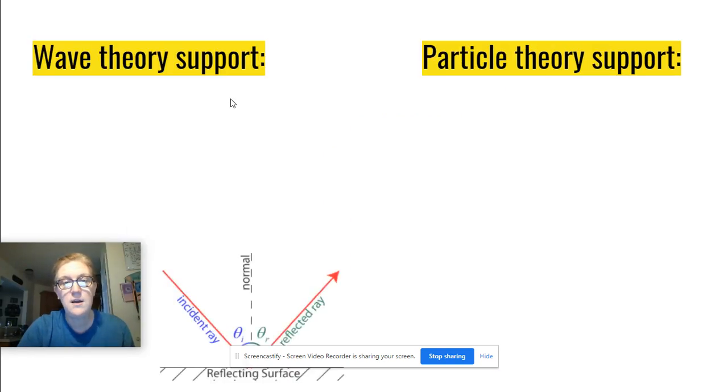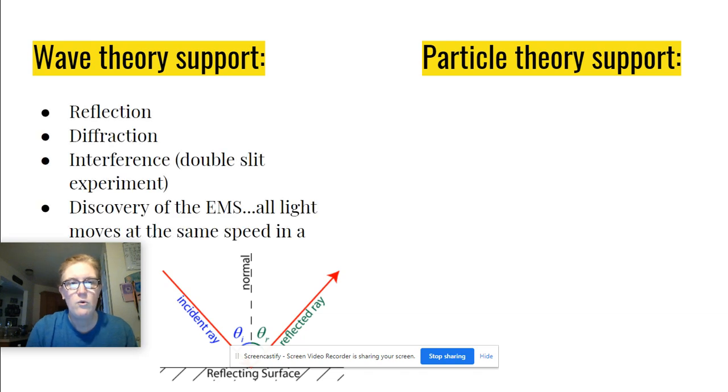Now, along about the 20th century, let's look at wave theory support and particle theory support. Okay, so for wave theory support, what Christian used for evidence was the fact that light reflects and it diffracts, which are all things that waves can do. Like if you look at an ocean wave, it will reflect off of a surface, it'll bounce back, diffraction, interference, all of these things. The discovery of the electromagnetic spectrum, all light moves at the same speed. These were all pieces of evidence that could support the wave theory.